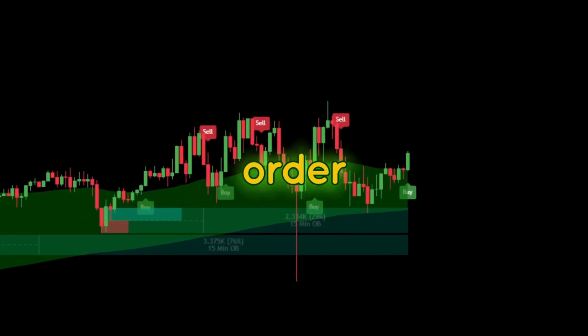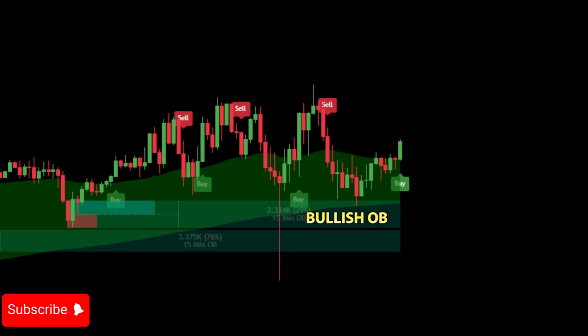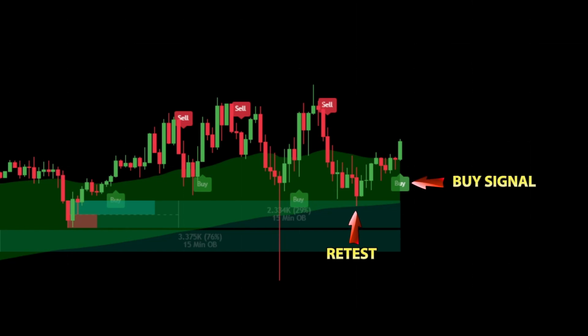How to place a buy order. If a bullish volumetric order block has formed, your main focus is to find the best point to place a buy order. Wait until the price candlestick retests the bullish volumetric order block area. After the retest occurs, wait for a buy signal from the range filter buy and sell 5 minutes indicator.